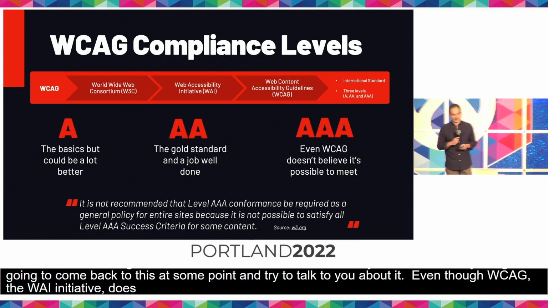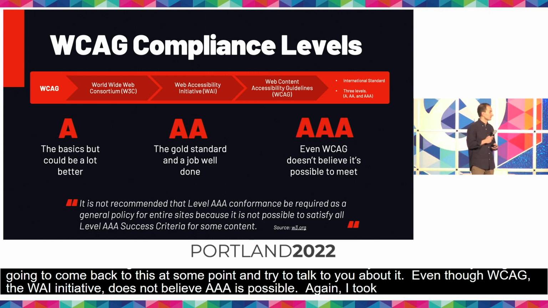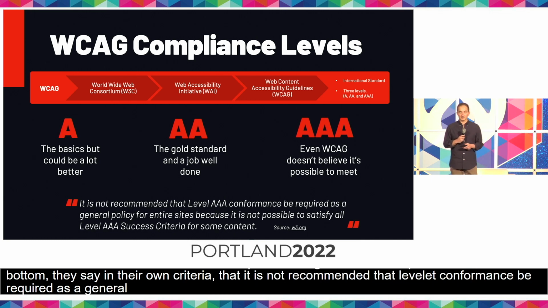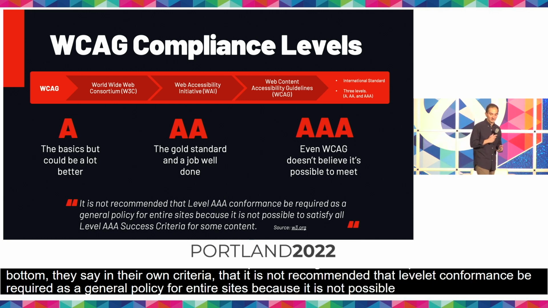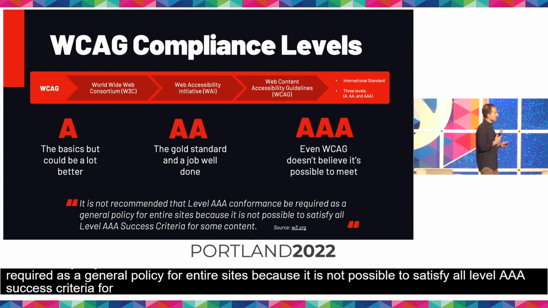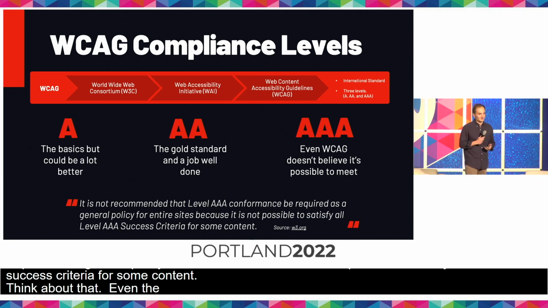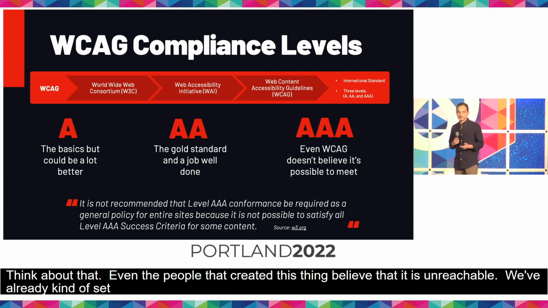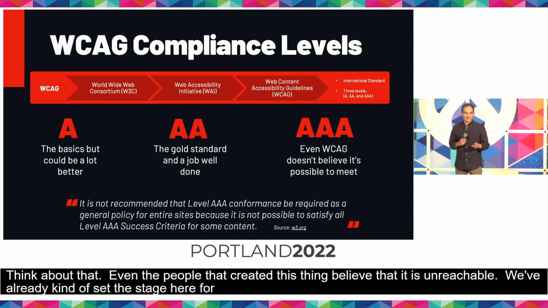Again, I took this quote there at the bottom, and I'm going to read it off for those who might be seeing the recording. They say in their own criteria that it is not recommended that level AAA conformance be required as a general policy for entire sites because it is not possible to satisfy all level AAA success criteria for some content. Now think about that. Even the people that created this thing believe that it is unreachable. So we've already kind of set the stage here for what potentially is an unreachable goal. But I promise, more to come.